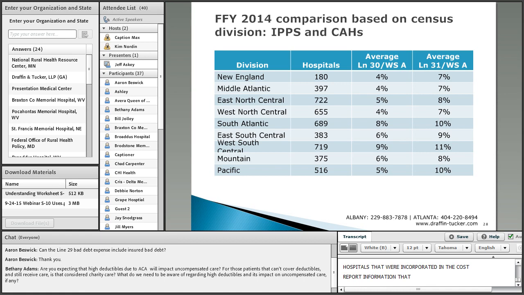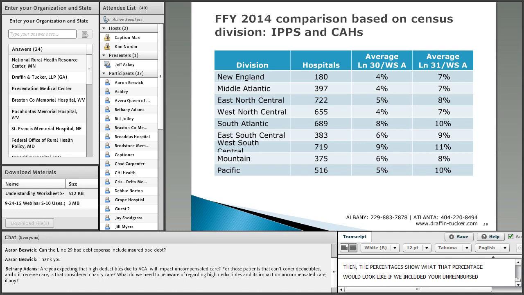And just for clarity's sake, the amounts in parentheses are reductions. For example, the 201 to 300 bed category comprised 385 hospitals, and the result from our comparison would be a $108 million reduction in the uncompensated care pool for that grouping.